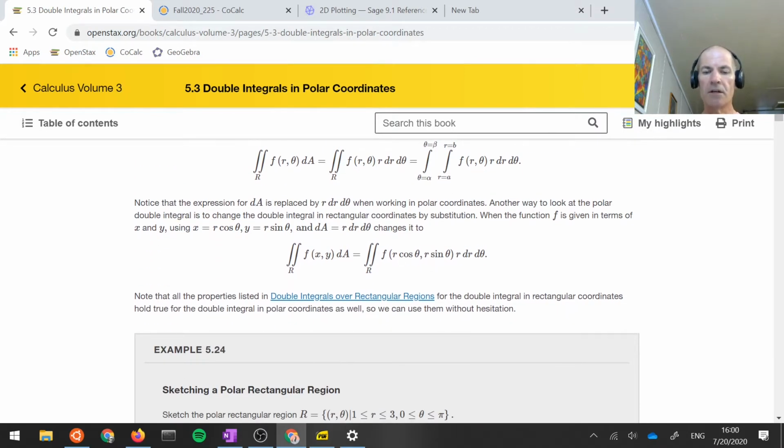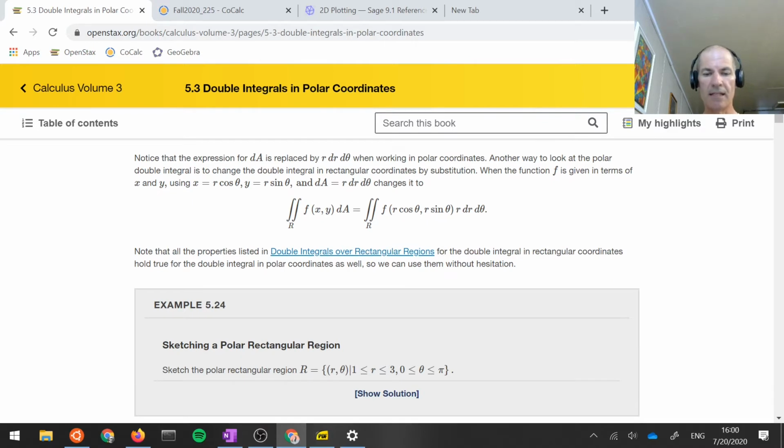Okay, another thing to know, if you have a Cartesian function, f of x and y, and you would like to integrate it over a polar region, all you have to do is replace the x with r cosine theta, the y with r sine theta, and the dA with r dr d theta. And that's enough to convert the whole integral to polar coordinates. And we'll do this many, many times in the exercises.